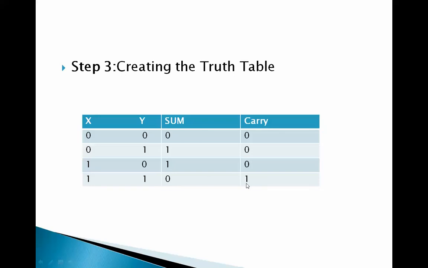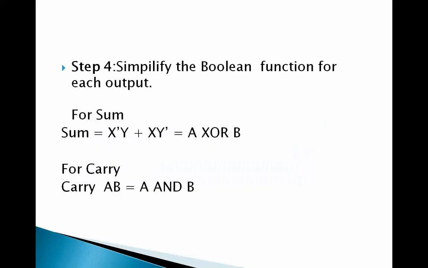So now we have decided upon the truth table. This is the truth table. The input variables are 2, and the output variables as well are 2. Then we have just implemented the truth table. Then our fourth step is that we have to simplify the boolean function for each output.